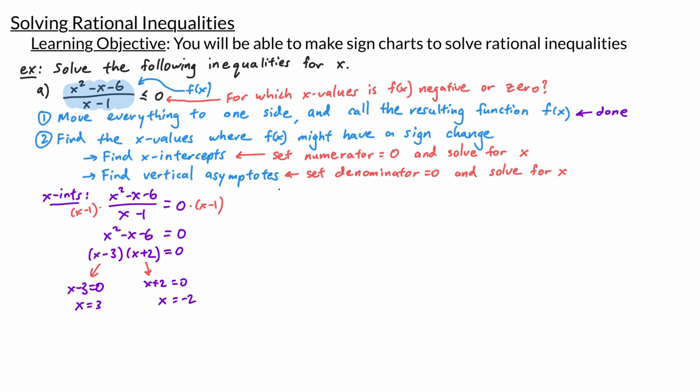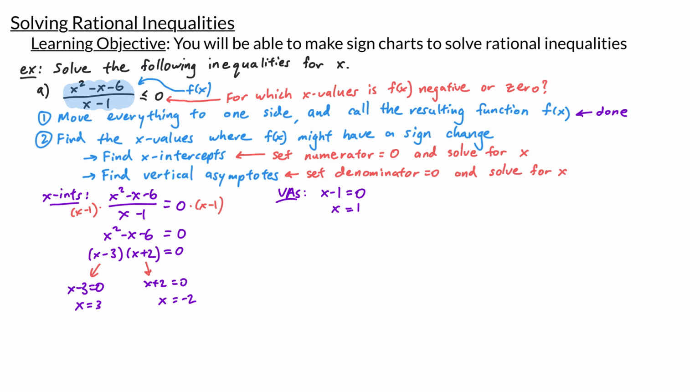So to find our potential vertical asymptotes, what we're going to do is set the denominator, x minus 1, equal to 0, and we'll try to solve for x here. All we have to do is add 1 to both sides, and we get x equals 1. And it turns out that this is a vertical asymptote because the numerator does not have a factor of x minus 1.